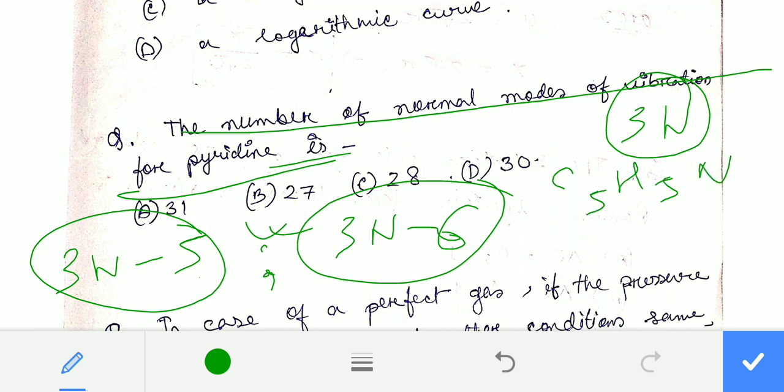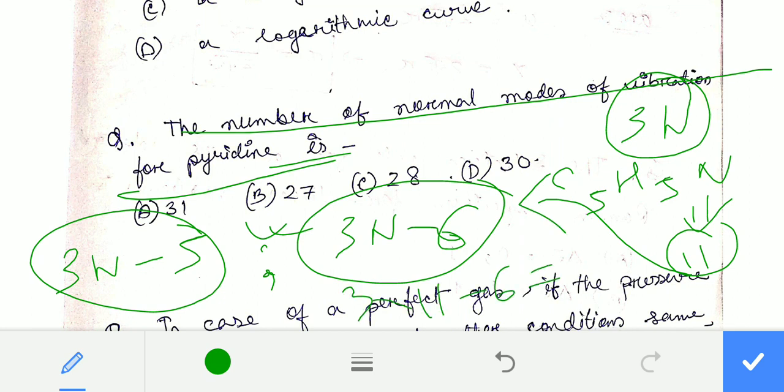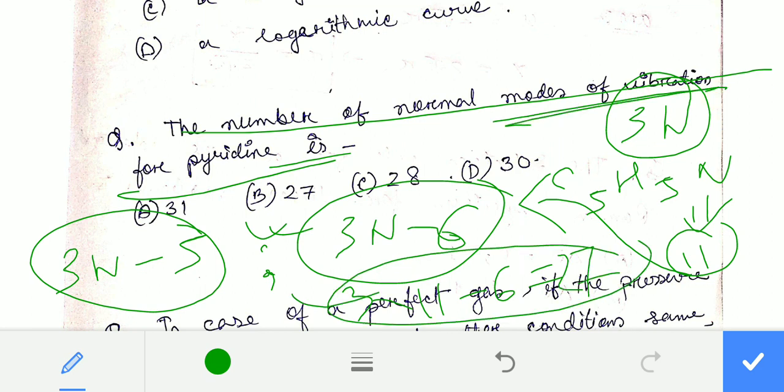So here pyridine has molecular formula C5H5N, where the number of atoms is equal to 11. If we put n equal to 11, that is 3 into 11 minus 6, we will get 27. Therefore the total number of modes of vibrations for pyridine is equal to 27, right? So for this question, option B is the right option. And for linear molecules it is 3n minus 5.